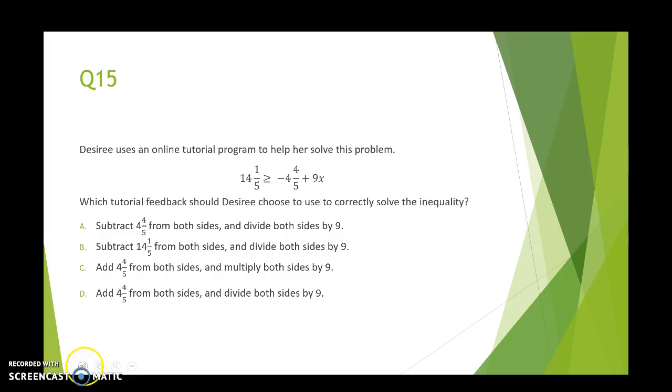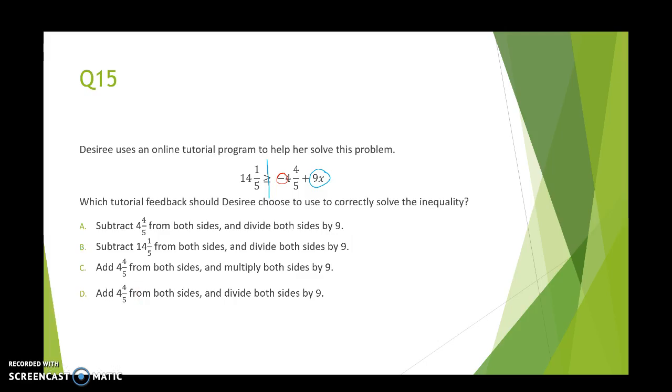So let's just talk it out and see what we should do first. So for me to visualize, I'm going to go ahead and draw this so I know that I'm going to do the same thing to each side. I would want to isolate my variable, right? So I'm going to be isolating 9x. That means I need to get rid of everything on the same side as 9x. So I would need to first get rid of negative 4 4/5.